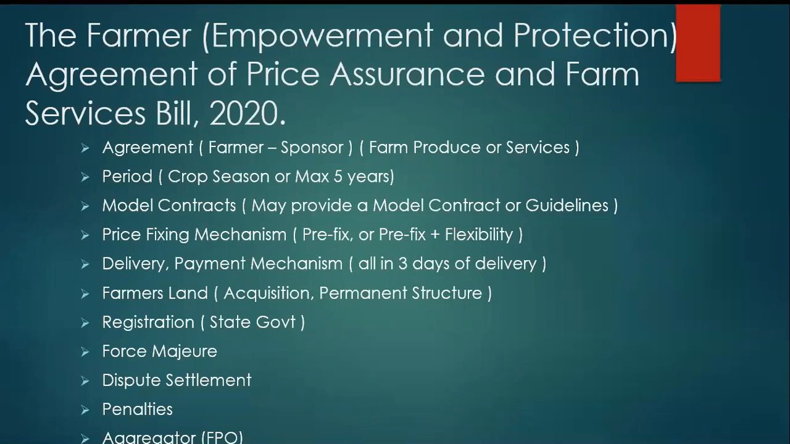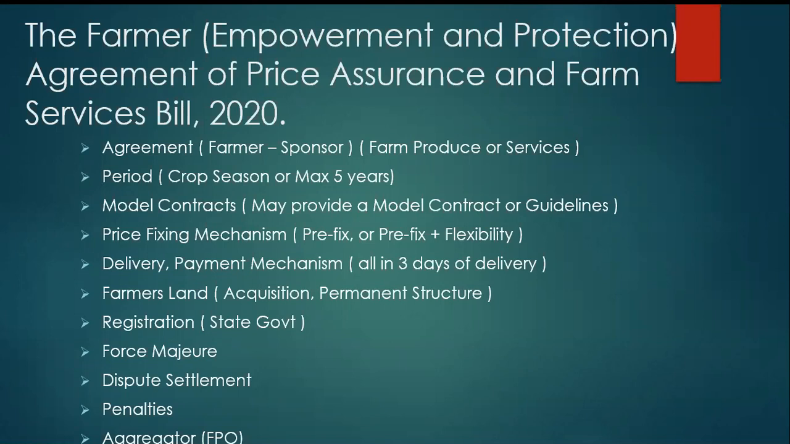Coming to the second point, which is the period. For how long can the agreement be there? The minimum time period which the government has prescribed is one crop season, and the maximum period can be 5 years. It doesn't matter how many crop seasons there are in 5 years, but the maximum period is 5 years and the minimum is one crop season.